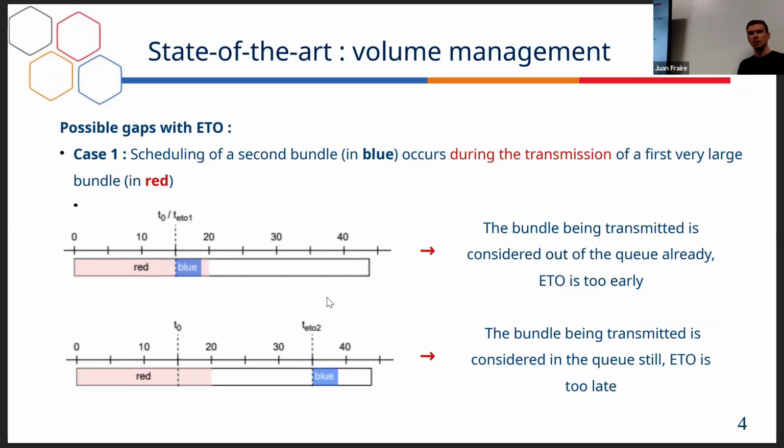So what are the possible gaps in ETO? With the bundle protocol, we are allowed to schedule a bundle of arbitrarily large size, which means that if the forwarding decision has to happen during the forwarding of a very large bundle, then we might not be able to calculate the ETO correctly. Either the large bundle, depicted here in red, is considered already out of the queue, then we calculate an ETO which is too early. And if it's still considered in the queue, then we will consider the whole size to calculate the ETO, and then the ETO would be too late.